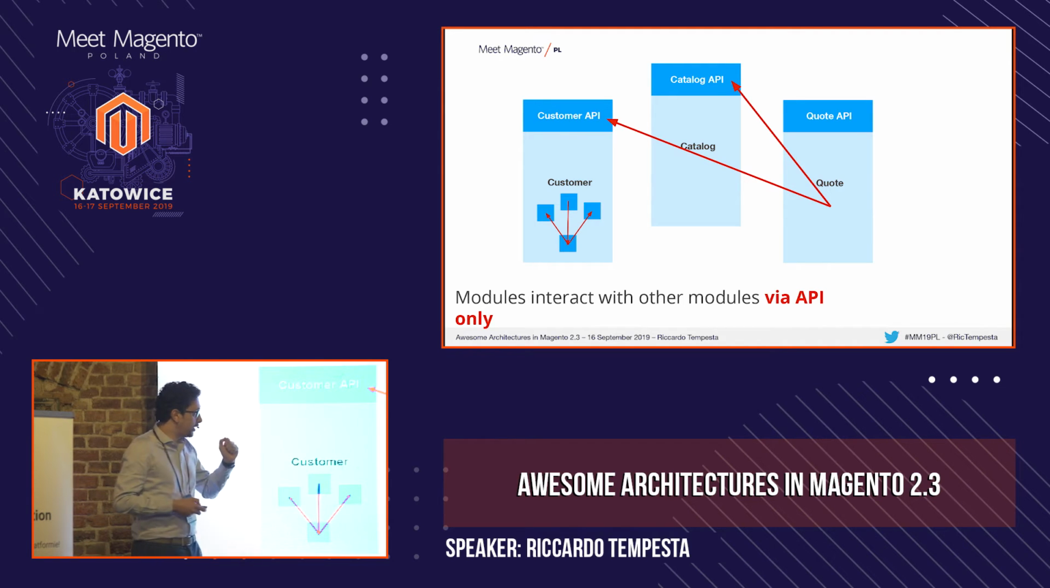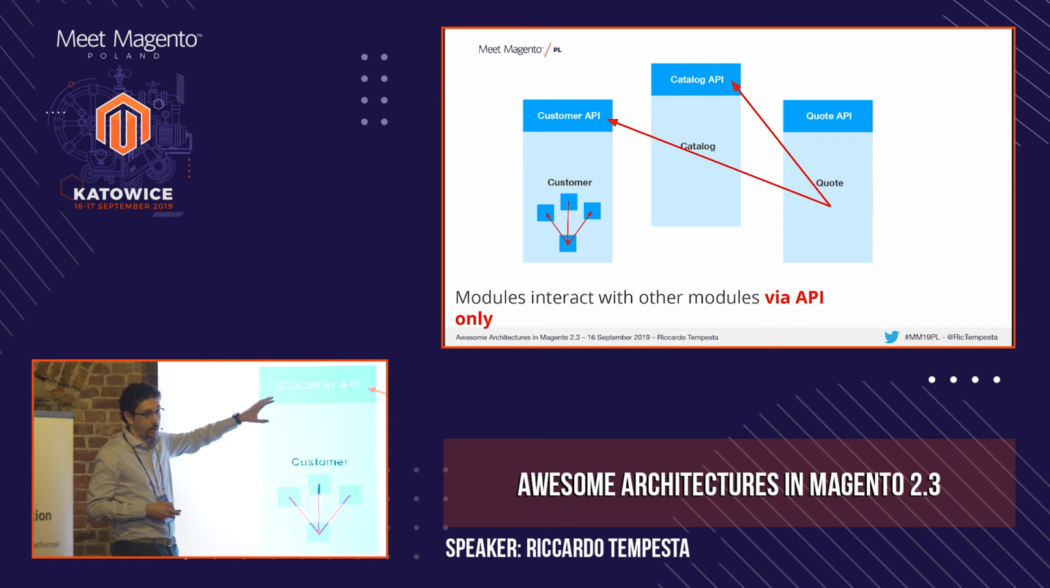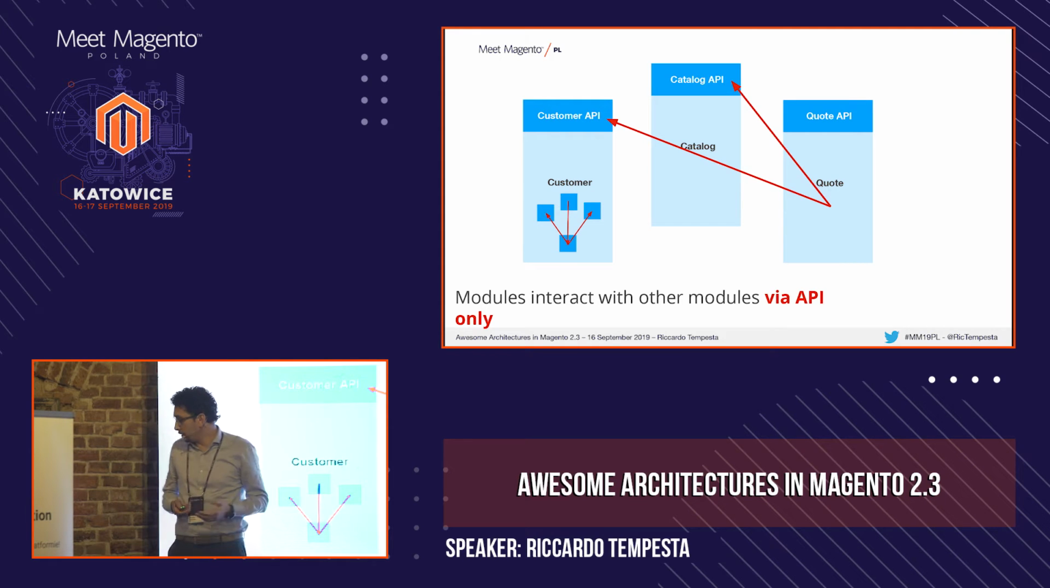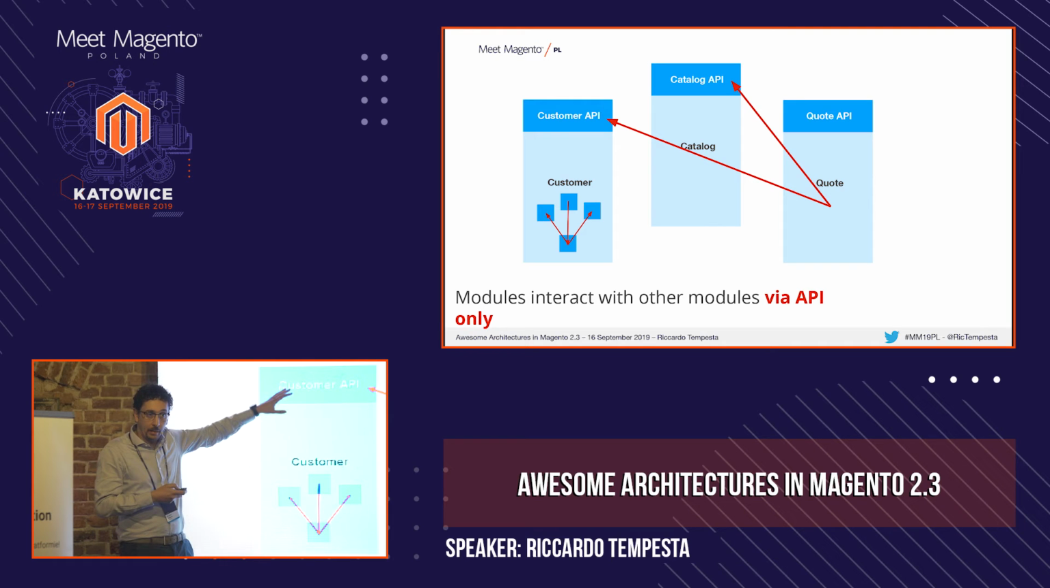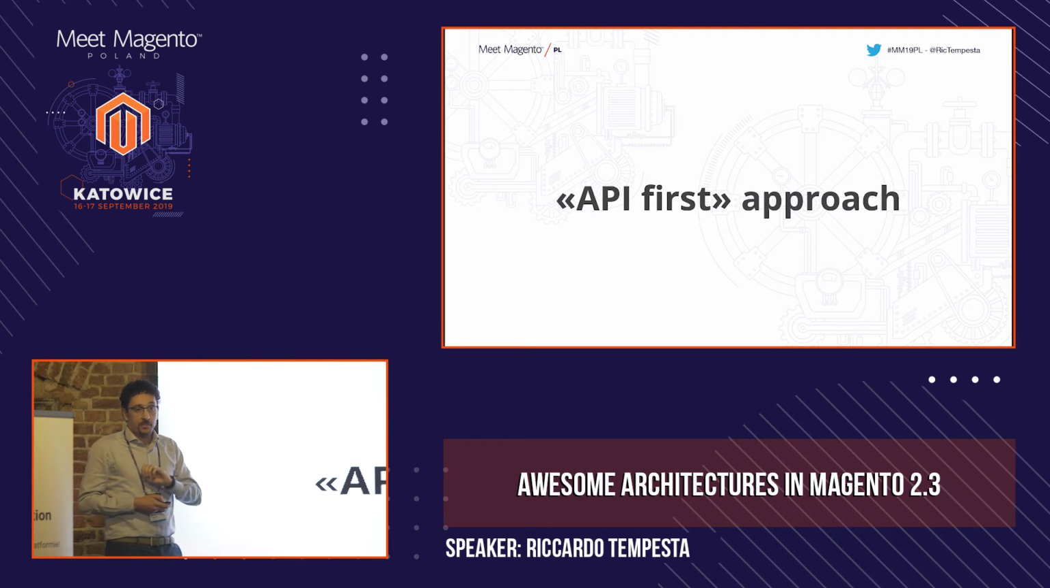That basically means that you should be depending on the abstraction, not on the implementation itself. This is almost the same brought at functional area level or at module level. So basically, if you want to have an interaction, you should only be depending on the API or the interfaces or whatever you want to call. This leads us to the API-first approach.